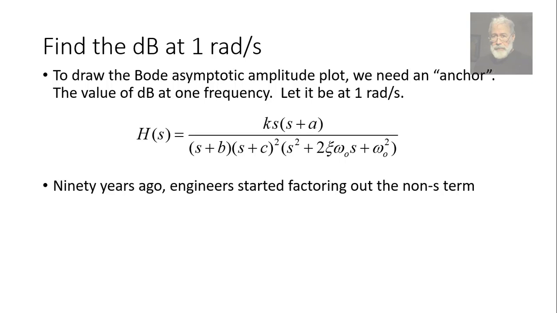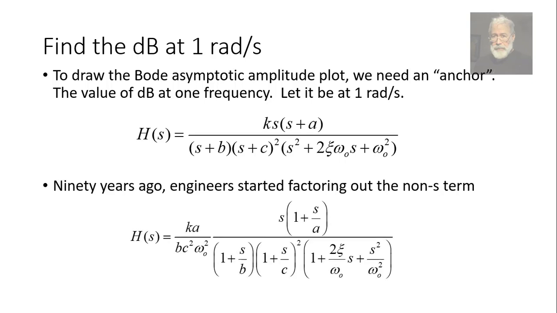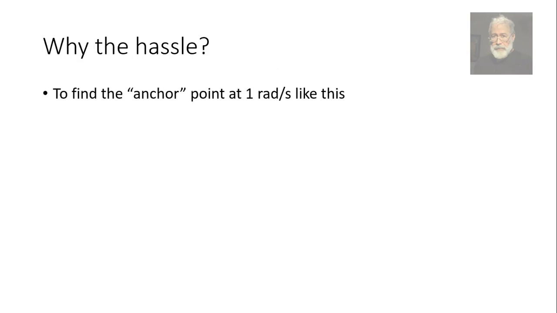90 years ago, engineers started factoring out every non-s term, every term that didn't have an s in it, and wrote the transfer function instead like this. Why? To isolate that constant on the left, ka divided by bc squared multiplied by omega naught squared. Why the hassle?